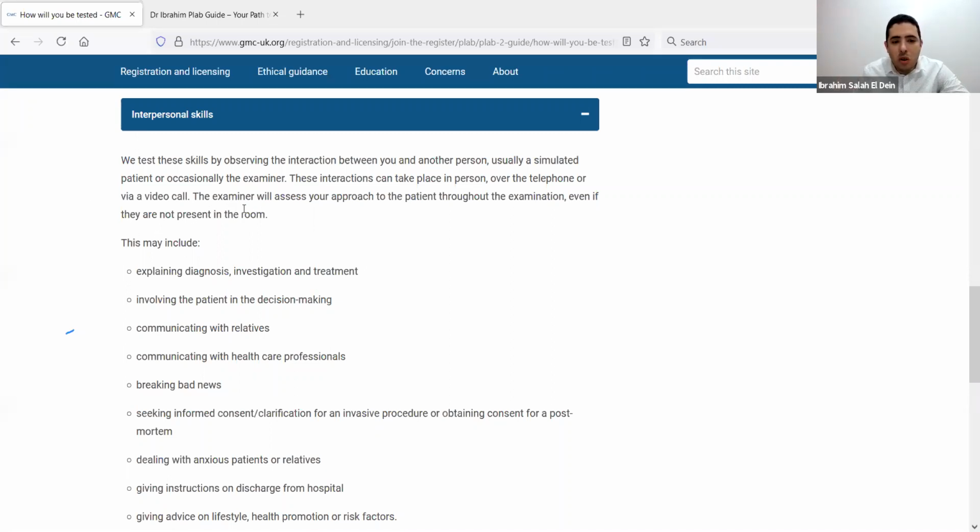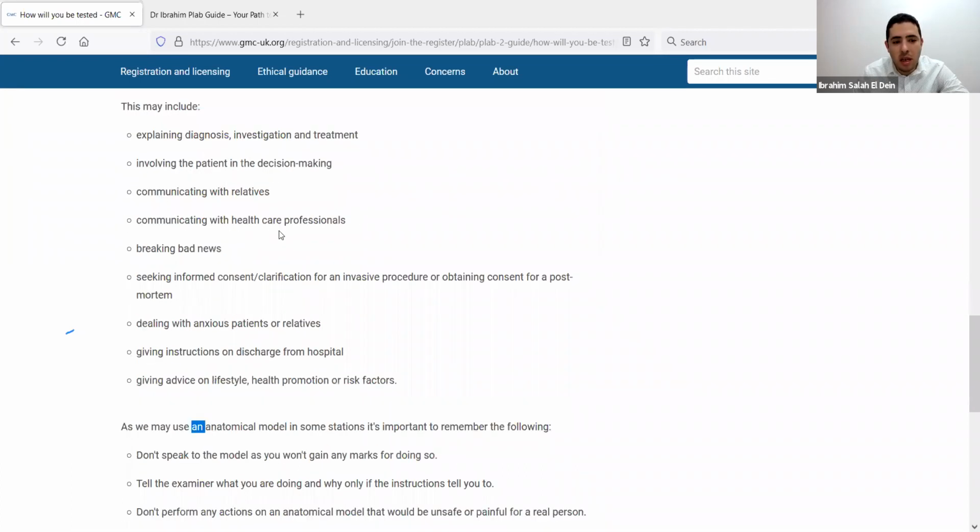and the examiner will assess your approach to the patient throughout the examination, even if they are not present in the room, through the camera. This may include explaining diagnosis, investigation, involving the patient in decision making, communication with the patient, communication with the healthcare professional. So one of the main tasks for the PLAB 2 exam is how to deal with your colleagues in the hospital, which include, let me tell you, starting from nurse, medical student, FY1, FY2, senior, consultant. But nowadays they don't bring senior and consultant, so you will have to know how to deal with an FY2 colleague, FY1, medical student, and the nurse.